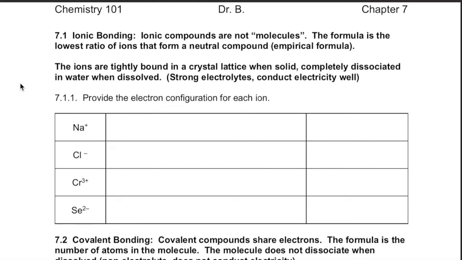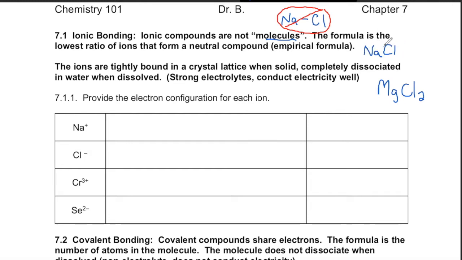So section 1 in chapter 7 just talks a little bit about ions and how ions form compounds. So ionic compounds are not technically molecules. You do not have a molecule of sodium chloride where sodium is bound to a chlorine and this is the unit of sodium chloride. That doesn't really exist that way. Instead, the reason why we write the formula for sodium chloride as NaCl is because in the lattice of the ionic compound, the ratio of sodium to chlorine is 1:1.